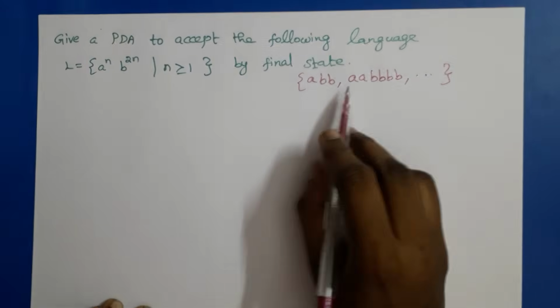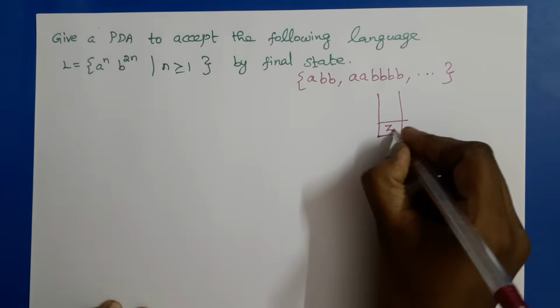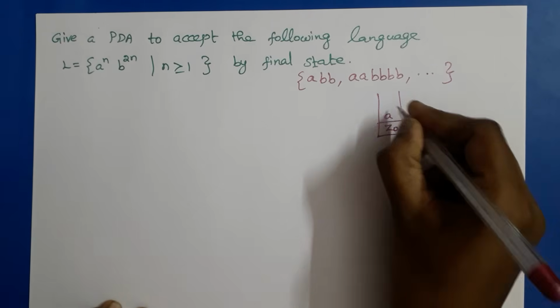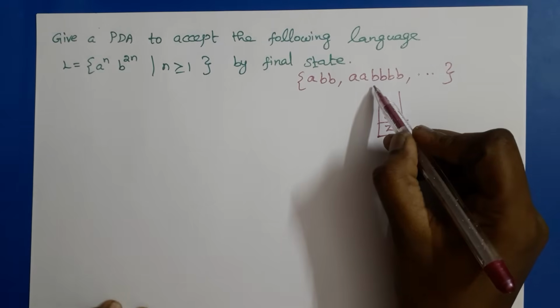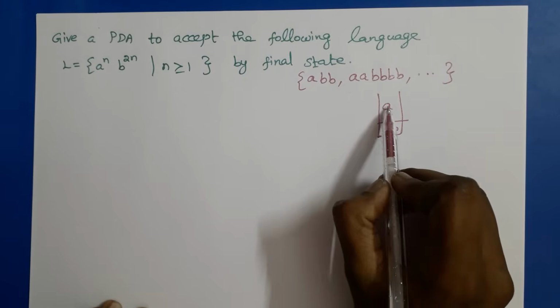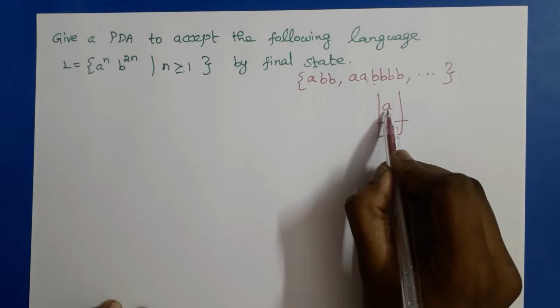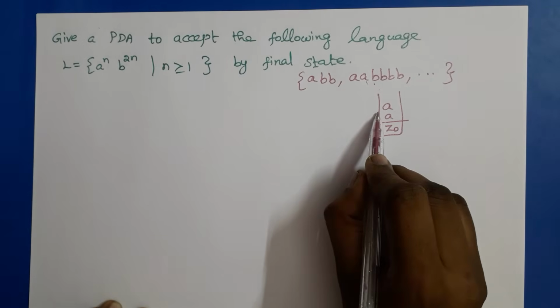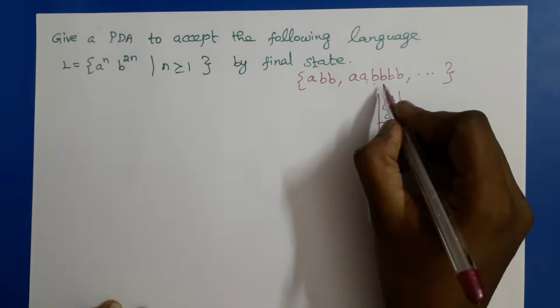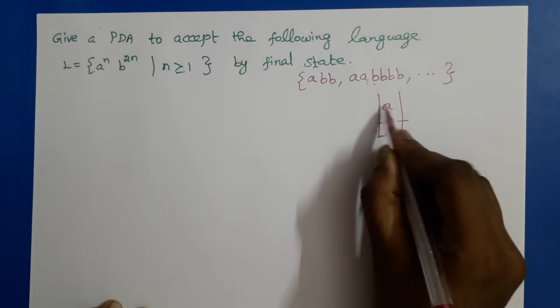So the concept is we can push the a's onto the stack. Then we need to match 1 a for 2 b's, right? So for the first b, don't do any operation on the stack. No change in the stack should be performed. For the second b, we have to pop 1 a from the stack, right?